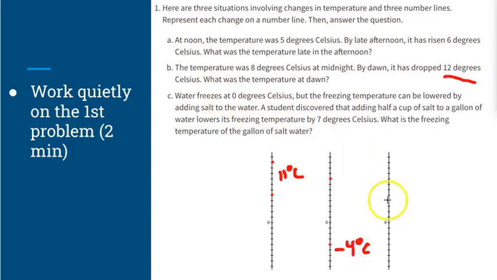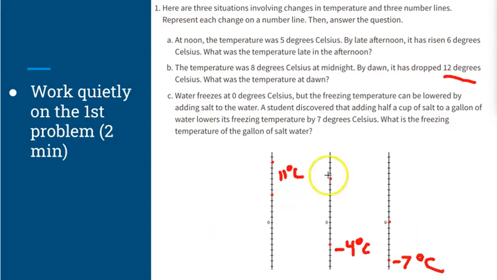What about this last one? Water freezes at 0, but freezing temperature can be lowered by adding salt to the water. A student discovered that adding half a cup of salt to a gallon of water lowers its freezing temperature by 7 degrees. What's the freezing temperature of a gallon of salt water? Well, if water freezes at 0 and now the freezing point is 7 degrees colder, what's the temperature? Yeah, it's negative 7 degrees Celsius.